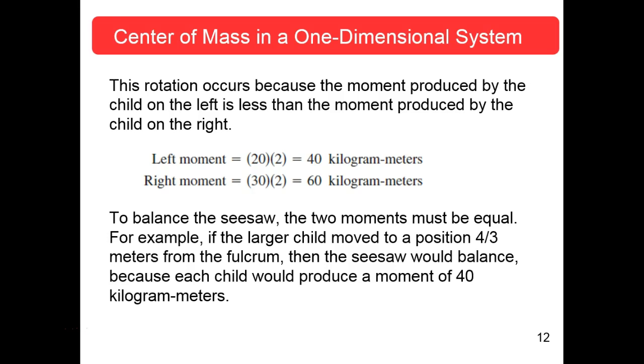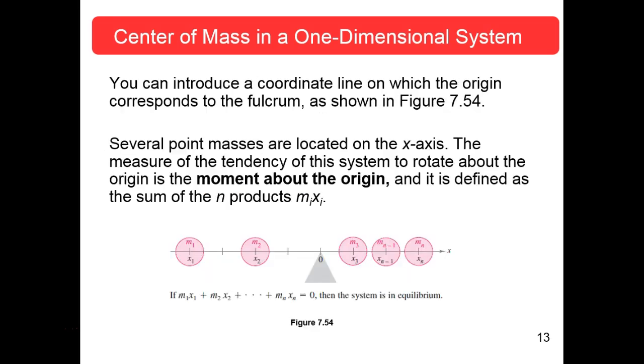kilogram meters. So if you multiply, rather than by 2, by 4/3, 4 over 3, 3 will go into this 10 times 4 is 40. So that's the same thing. Then they'd be even.